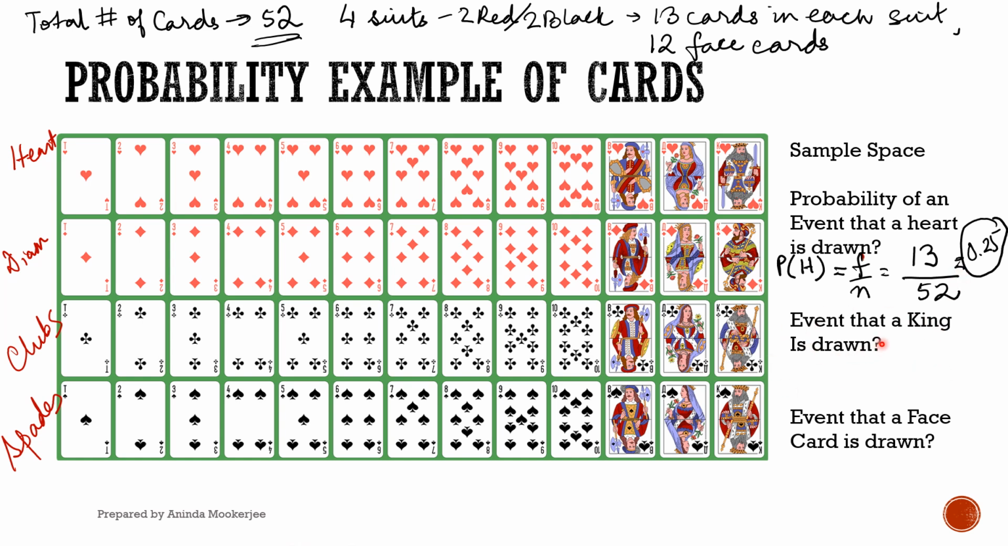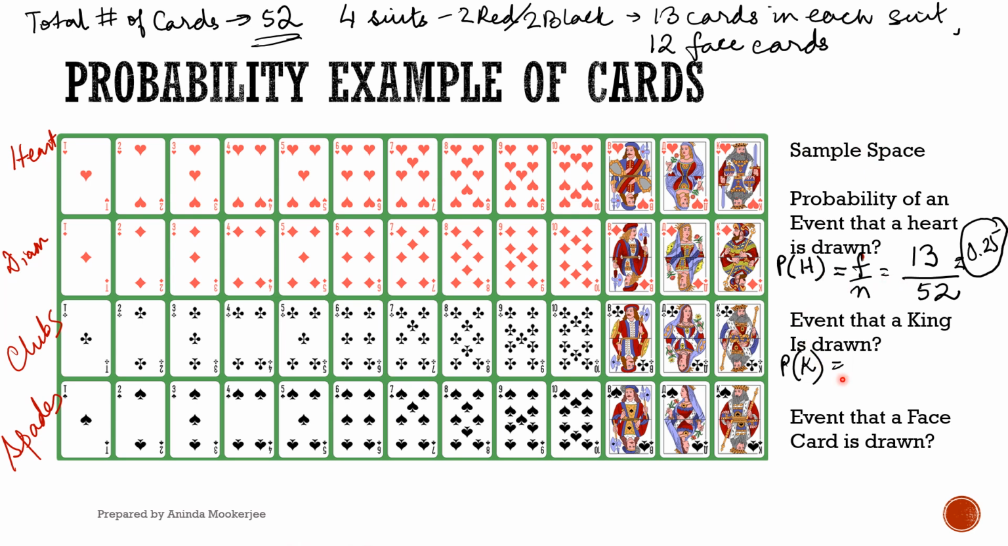Now, next one says the event that a king is drawn. So the probability of a king being drawn. Let me tell you this also. There are 3 different face cards in each suit. After 10 comes jack, then queen, and then king. I was not able to read it at first, but yes, jack, queen, and king.